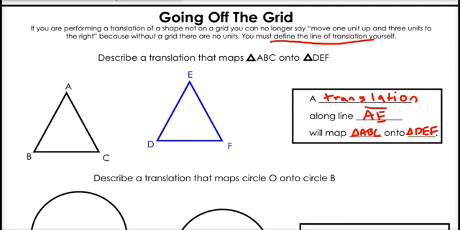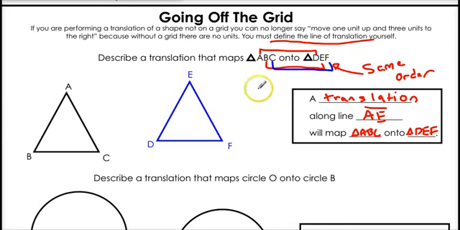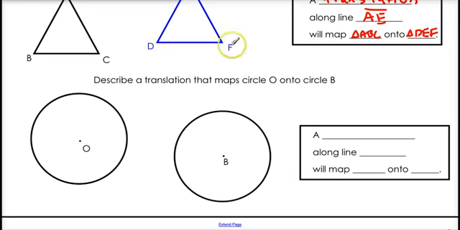All right, a little trick to doing that, all right, is it'll always be in the same order. So A will always map onto D because they are the first, okay? And why? Because it's always in the same order. All right, and that'll help you a lot in this unit. B is going to always map onto E because it's the second one. And finally, we know C maps onto F, right, because of the order of them. Got that? That's a little trick for helping you. So just a translation, you find the line, you move it along that line, that's how you map it onto each other. Let's try another one with circles, okay?